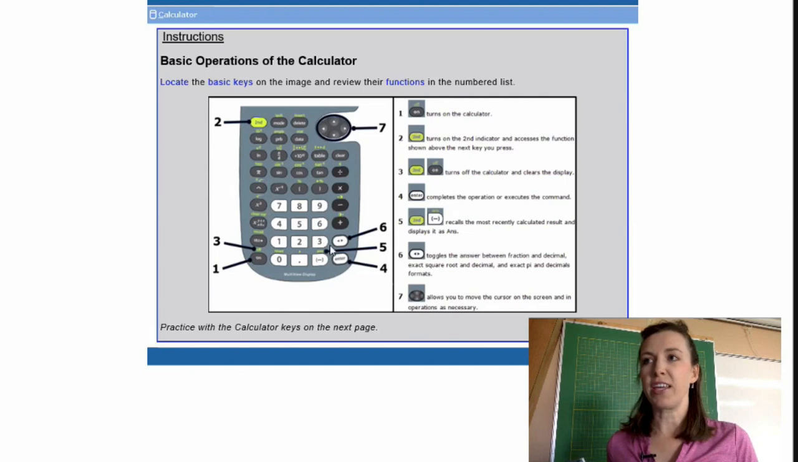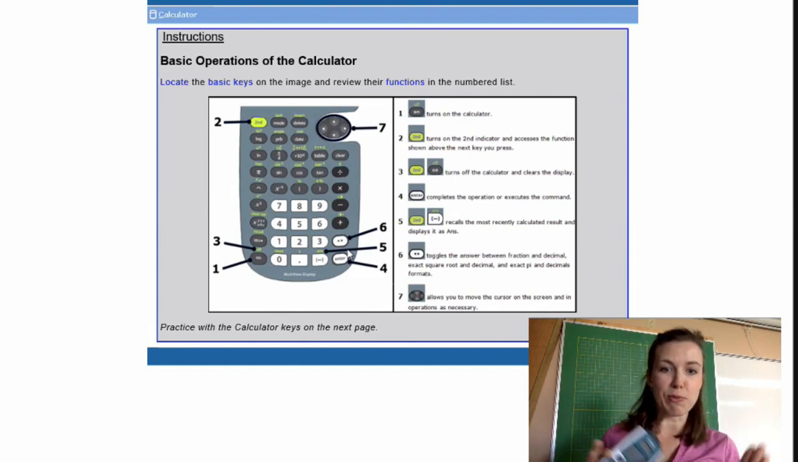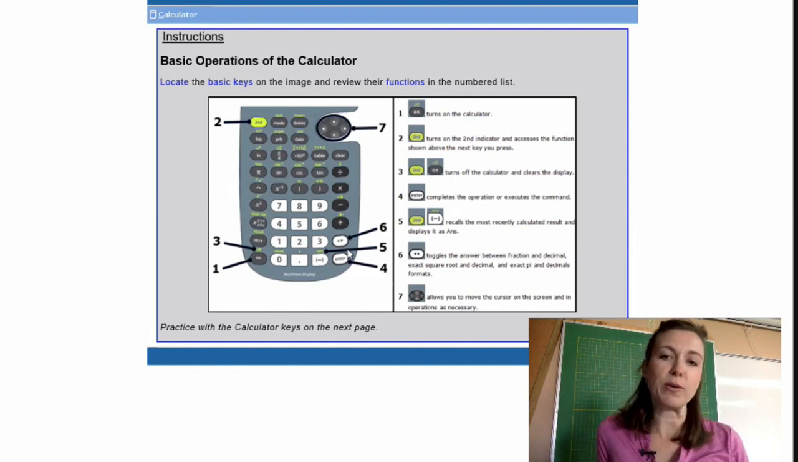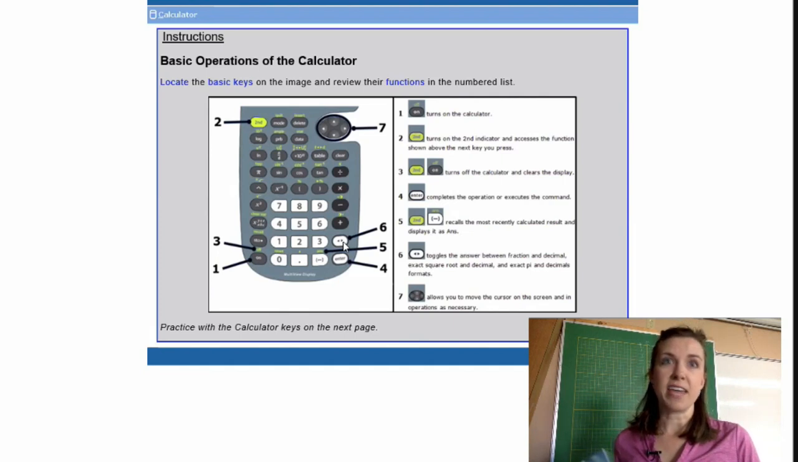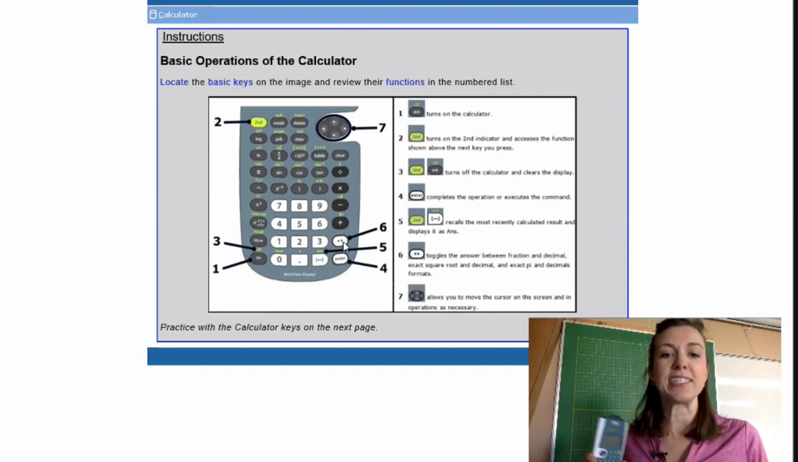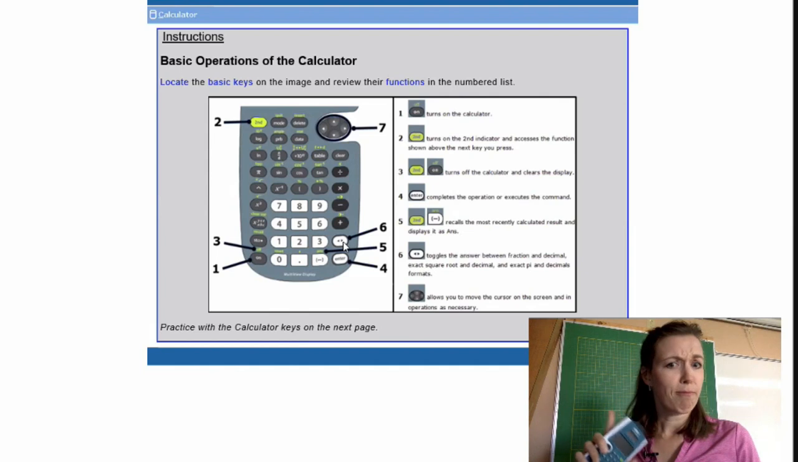The six right here, we've got the little double arrows. Basically that toggles, which means it goes from one setting to the other. So maybe it goes from fractions to decimals to square root, that sort of thing. So this is a really handy key in case your answer is not exactly what is one of the answers in the options. So this is a really handy key to have in mind.